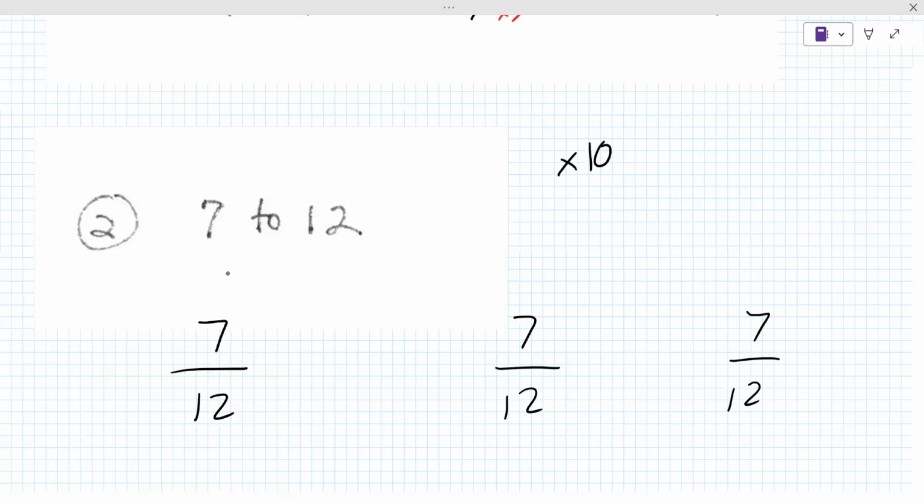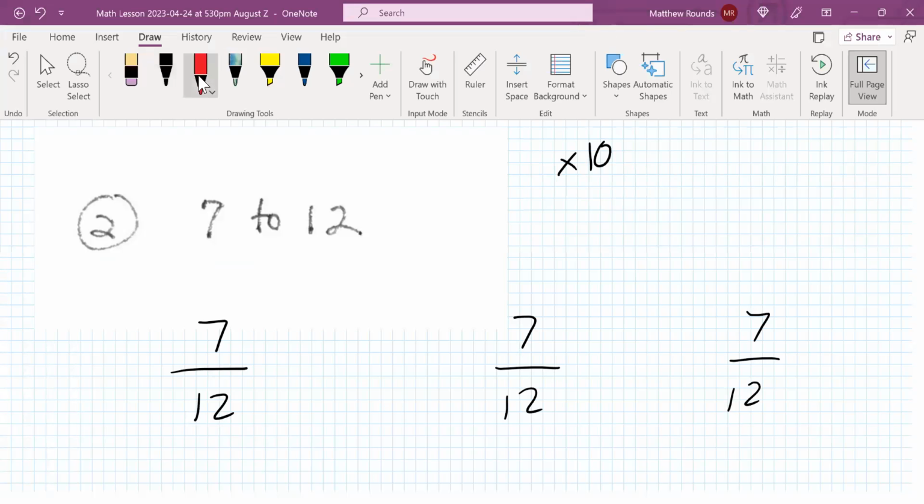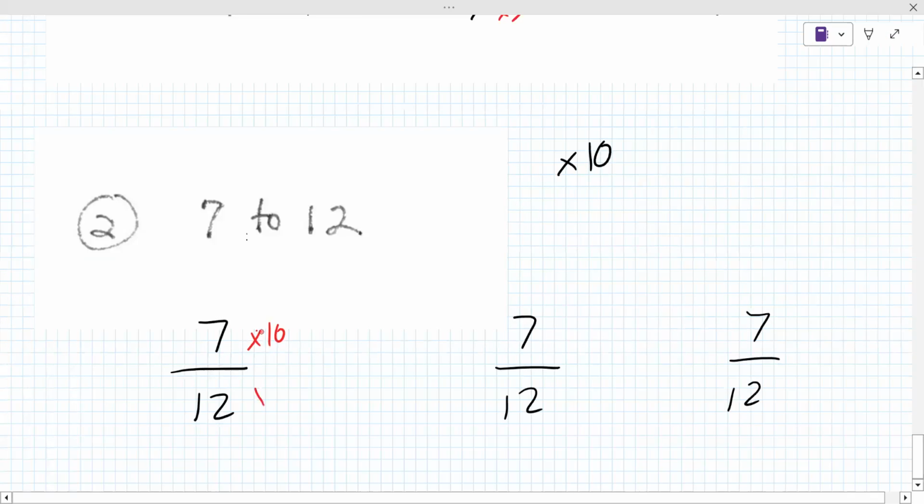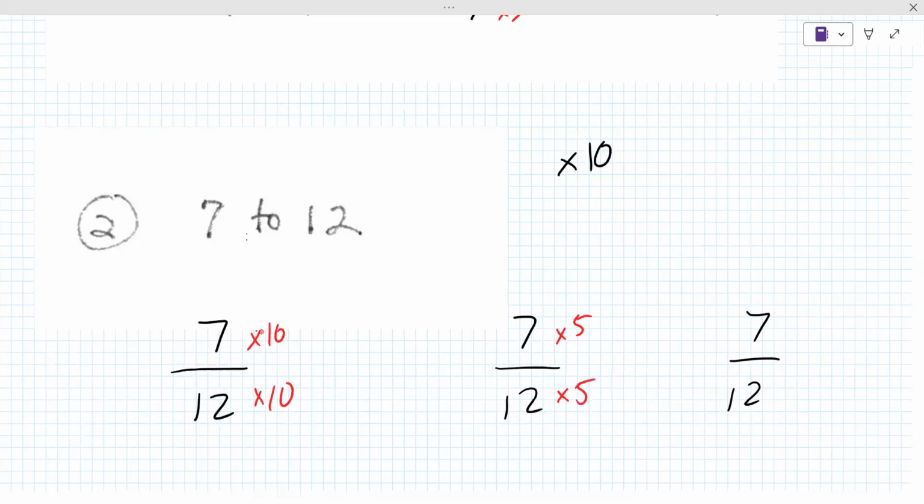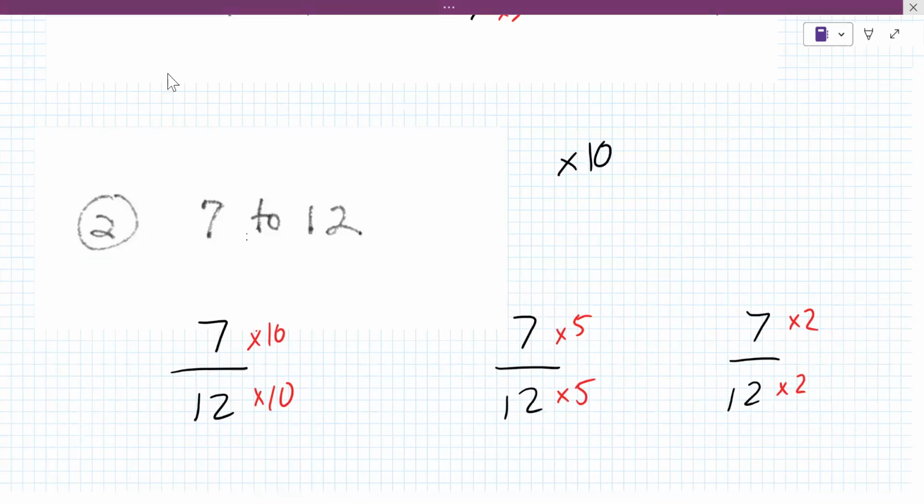I'll do 5, I guess. Do 10 to 5. What are you choosing to multiply the first one by? 10. Okay. And then I'll do the next one by 5. Okay, and then I'll just suggest 2. 2 is always a good one. So go ahead and give me those new fractions.